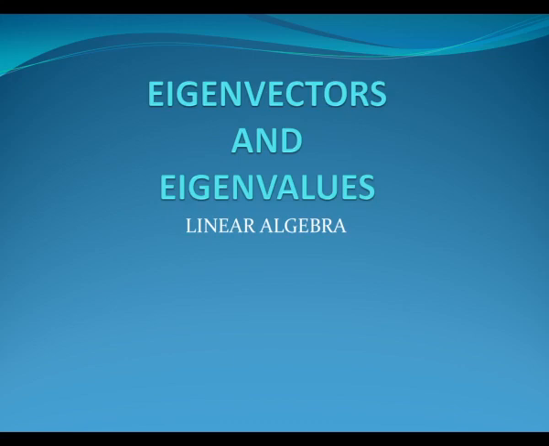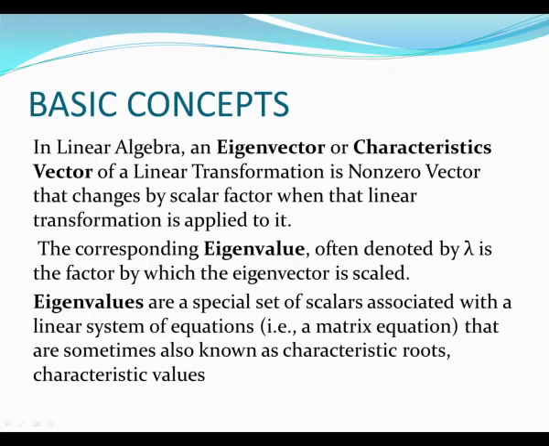Now here we will discuss the eigenvectors and the eigenvalue. So as a start, let us differentiate what is eigenvector and what is eigenvalue. The eigenvector is also called the characteristic vector. It should be a non-zero vector, and it changes by a scalar factor with the linear transformation application. Whereas the corresponding eigenvalue, which is denoted as lambda, is the factor by which the eigenvector is scaled.